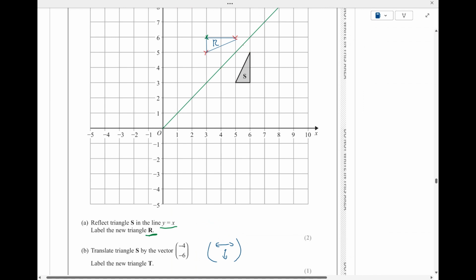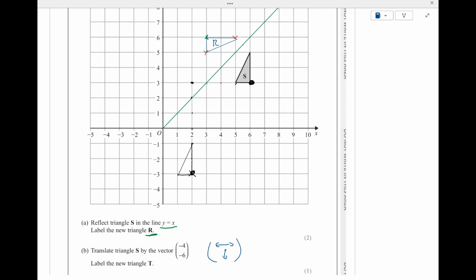Let's start with this point here. Got to go 4 to the left. 1, 2, 3, 4, and 6 down. 1, 2, 3, 4, 5, 6. So this corner is going to end up here. And now I can draw the rest because I've got that right-angled corner.